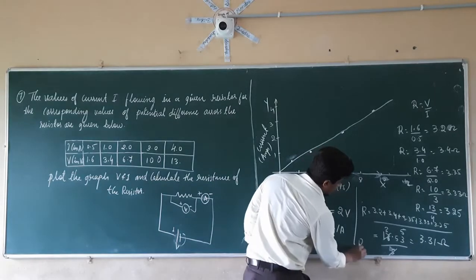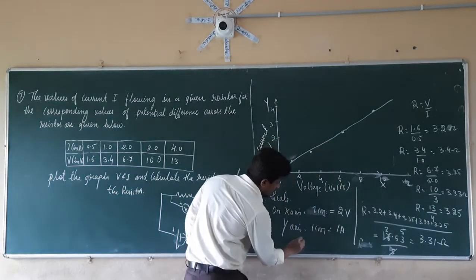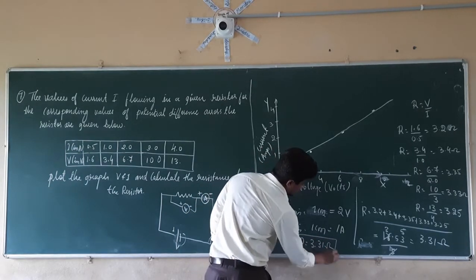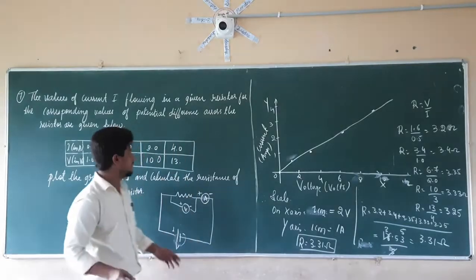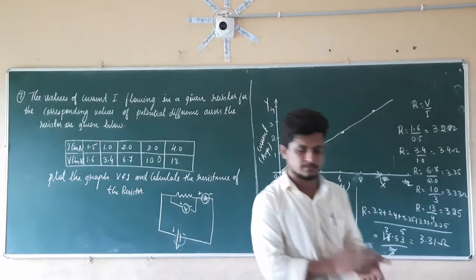So the resistance of that resistor is equal to how much? It is equal to 3.31 ohms. That is equal to 3.31 ohms. So this is the answer for question number 7. Right? I hope this is clear.